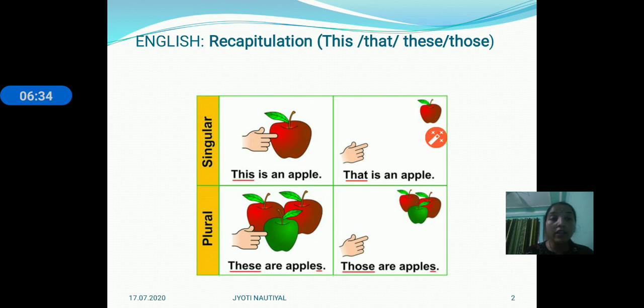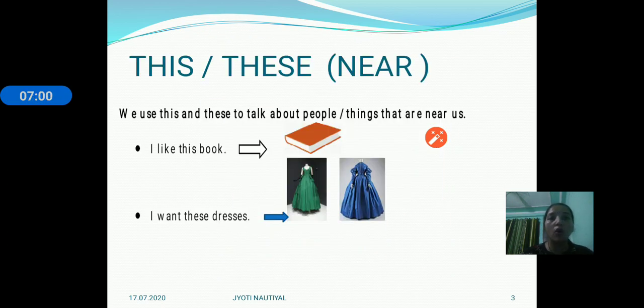Now, whenever our noun or pronoun is plural, as you see in the picture, we have three apples. Okay? And they are near to us. So, how are we going to call out? We will say these apples. Okay? And whenever the apples or the nouns are far away, we will say those apples. Why? Because they are far. Okay? So that is the rule, children, which you need to keep in mind always.